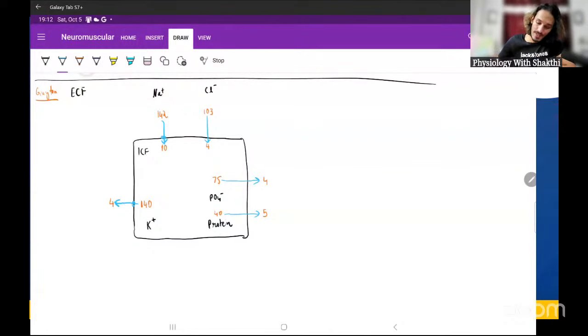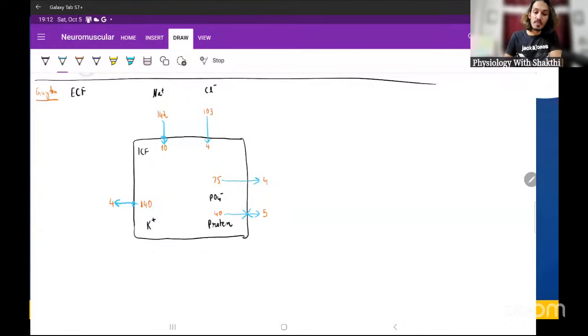But protein does not go out because protein is generally a larger structure to be carried out through ion channels. Unlike all these other ions, protein is a much larger molecule and it usually does not go out like this. Okay, so I hope you're with me till now.